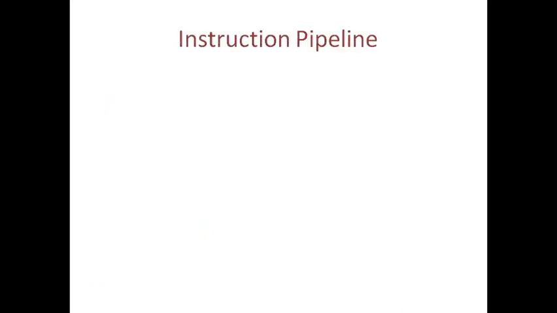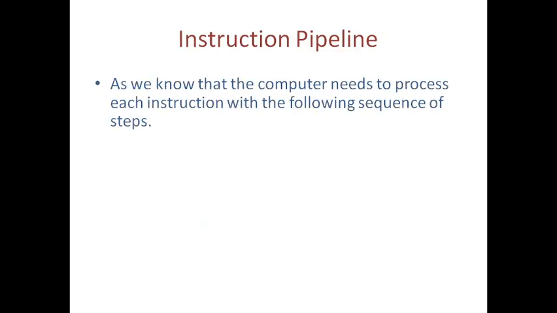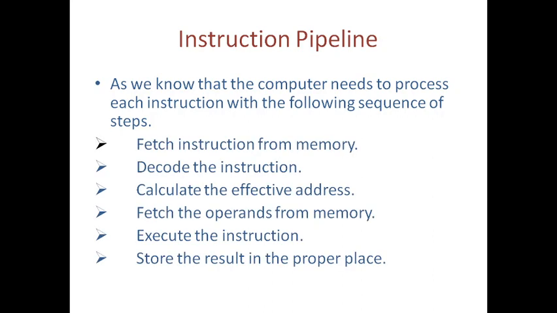Next, moving further, instruction pipeline. What is instruction pipeline? As we know, the computer needs to process each instruction in sequence. Like we saw in the 3 step sequence: first fetching, then decoding and then execution. But we can also describe it by these sequences. The first one is fetch, decode, then calculate the effective address, then fetch operands, then execute the instruction, and finally store the result in the proper place. So we can also describe it with these 6 steps.